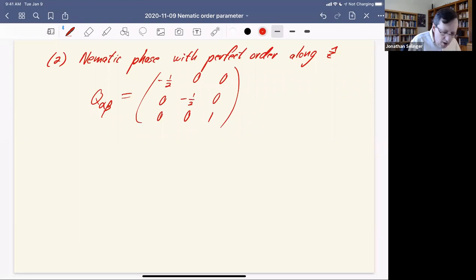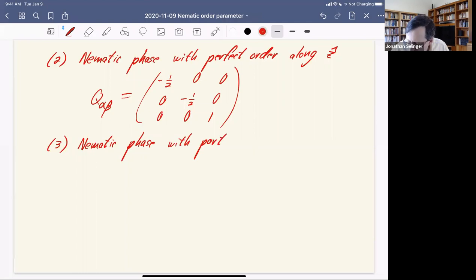Okay, now what can we say? Let's consider a few other cases. What about the case of a nematic phase with partial order along Z? By partial order, I mean the molecules are mostly aligned along the plus or minus Z axis, like my pencil, but not perfectly. There's a range of orientations back and forth.